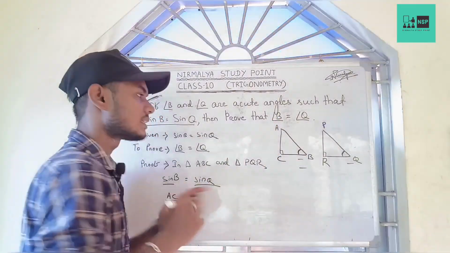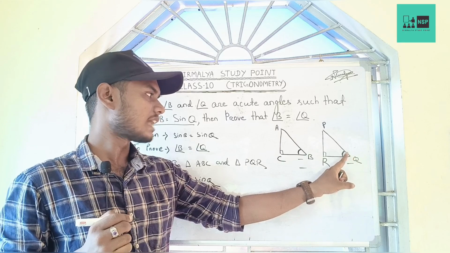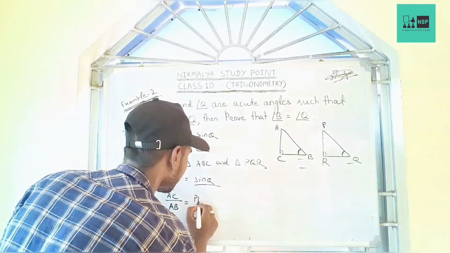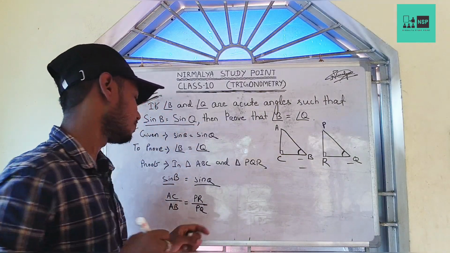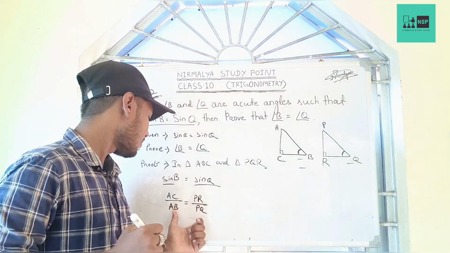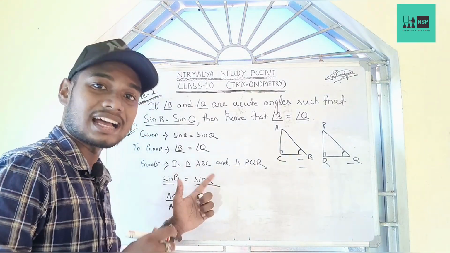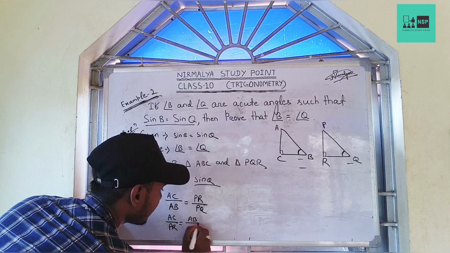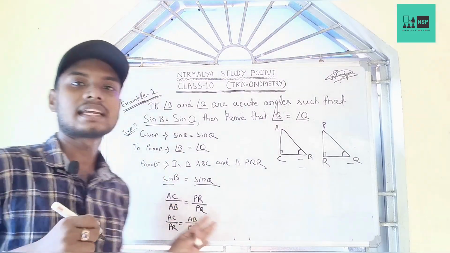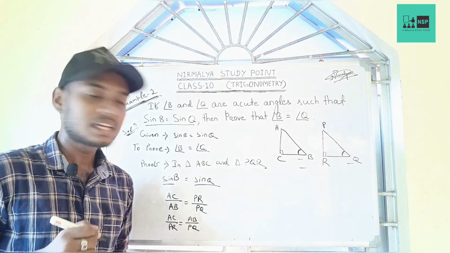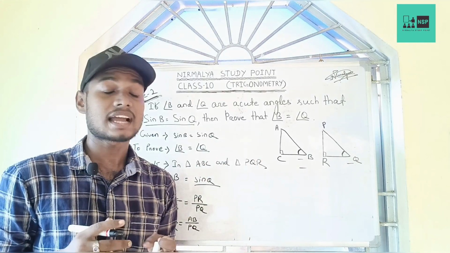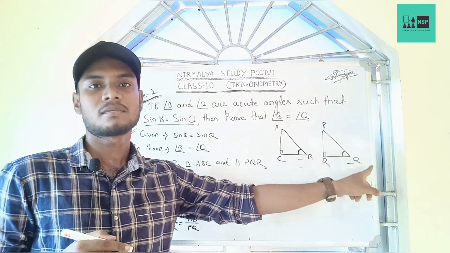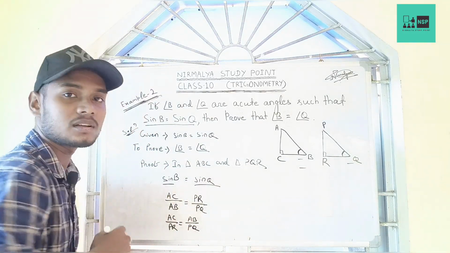Okay, that is equal to sin Q, meaning this angle. In this angle, perpendicular by hypotenuse means PR by PQ. Okay, so simply AC by AB is equal to PR by PQ. As we can also write, AC by PR is equal to AB by PQ. I can write this. Why? Because as we know, corresponding sides are in equal ratio. So AC by PR is equal to AB by PQ. Okay. So I can simply change the place.